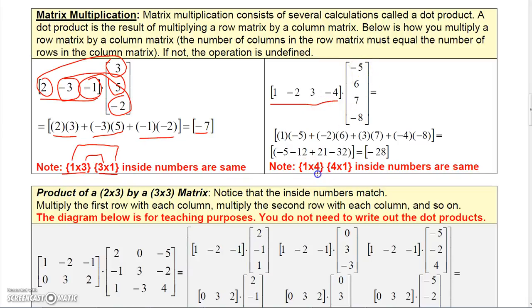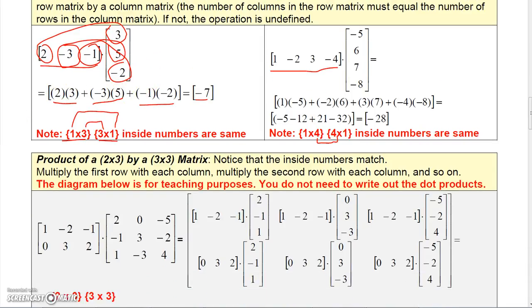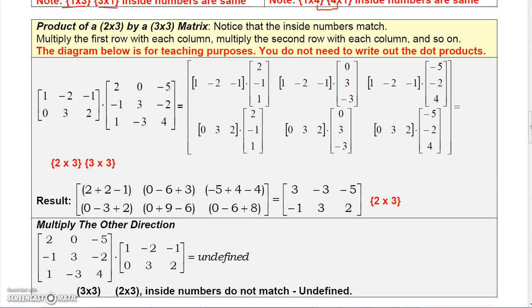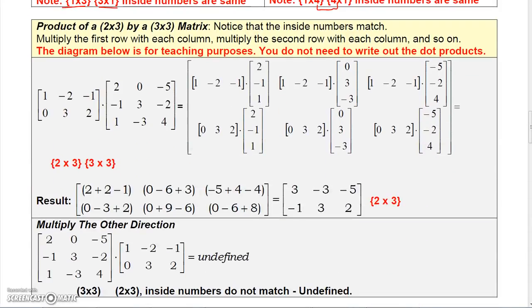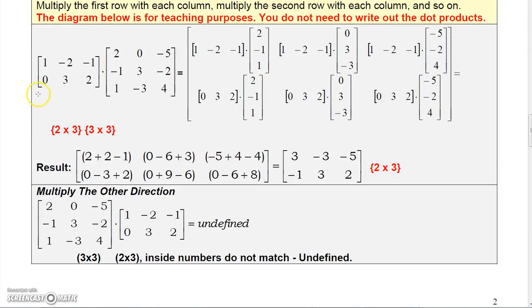Note that the number of columns in the first matrix is 4 and the number of rows in the second matrix is 4. So we are allowed to multiply that row by that column. Now, multiplying two matrices together is just doing operations like this, where you're multiplying rows by columns multiple times.